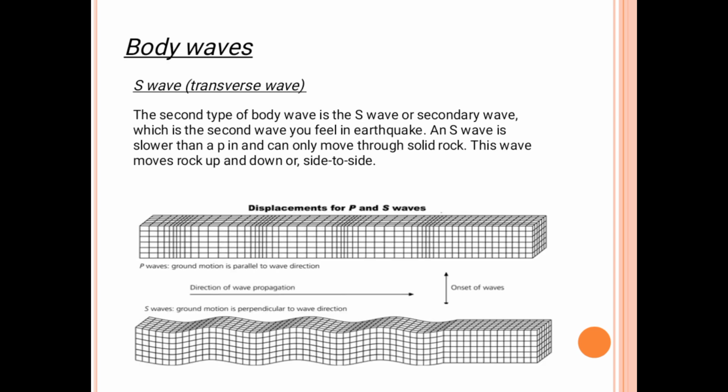Now we discuss secondary waves. The second type of body wave is the secondary wave or S wave, which is the second wave you feel in an earthquake. An S wave is slower than a P wave and can only move through solid rock. This wave moves rock up and down or side to side. It is a property of secondary waves that led seismologists to conclude that Earth's outer core is liquid.